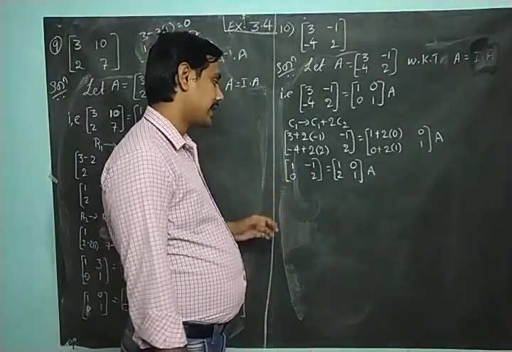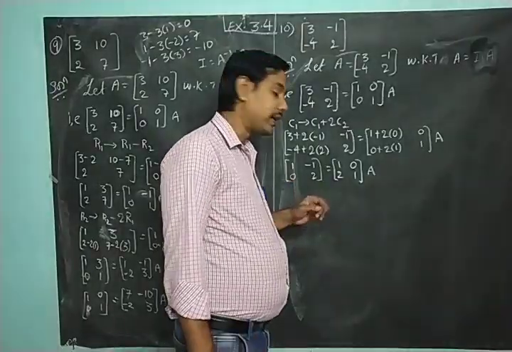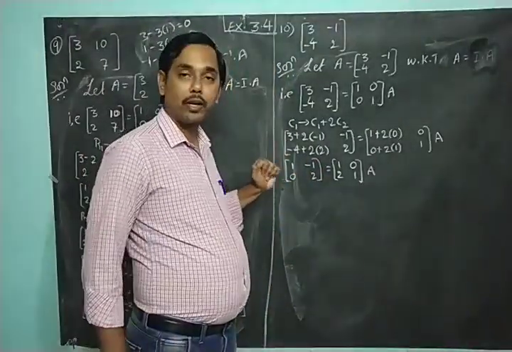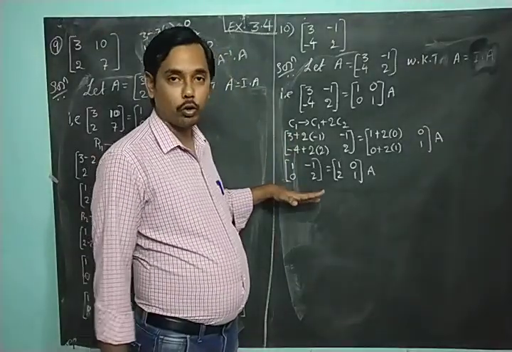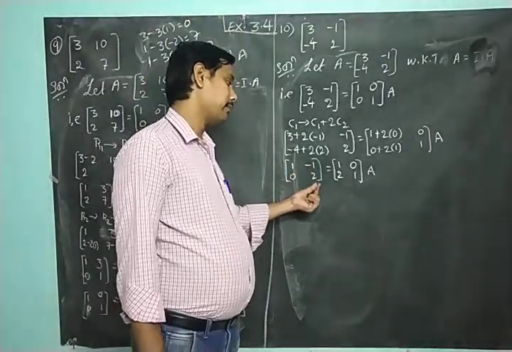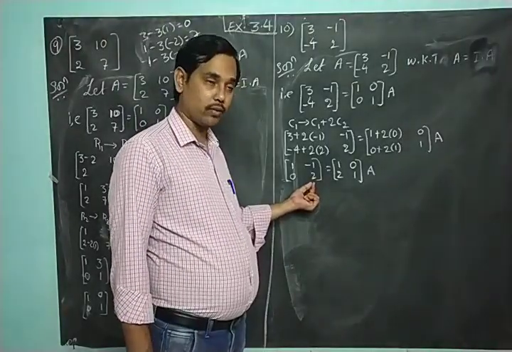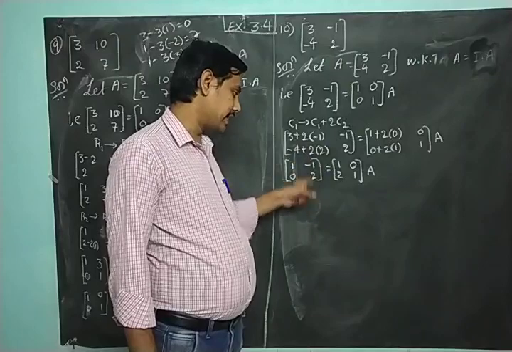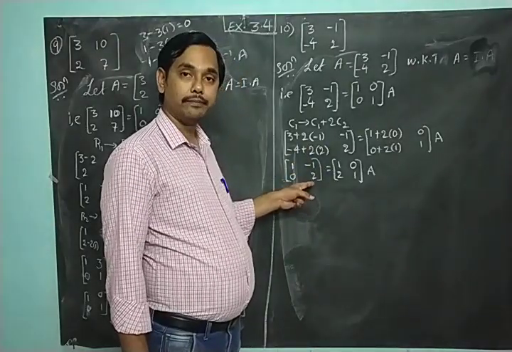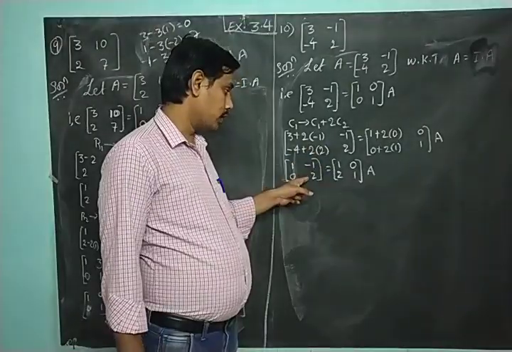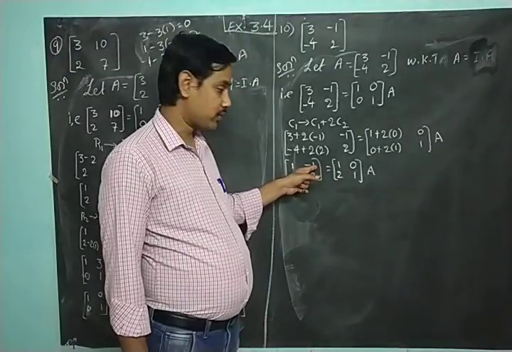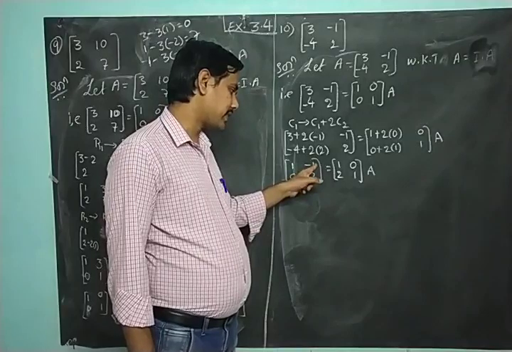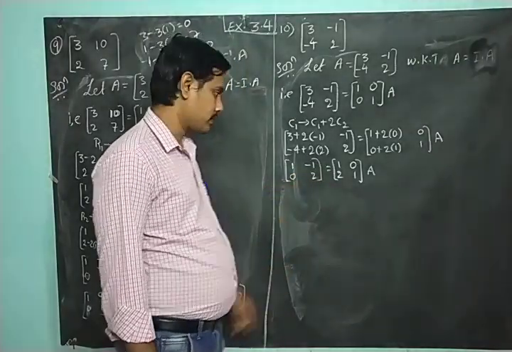minus 1. Alright, so we need to convert this 2 into 1 and we need to convert this minus 1 into 0. Now as we have opted for column transformation, here also we need to go through column transformation. But if I try to change this 2 as 1, then what happens? This value also will be affected. If I divide this column throughout by 2, then what happens here? Minus 1 by 2 will come and this 1. So it will be tedious. So let's try to make this one as 0 first.